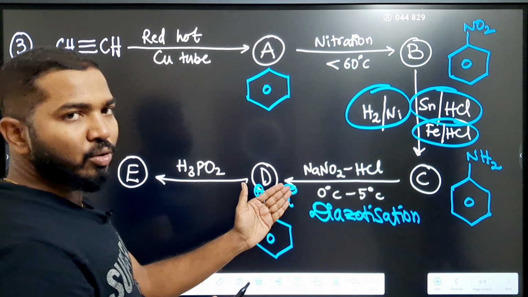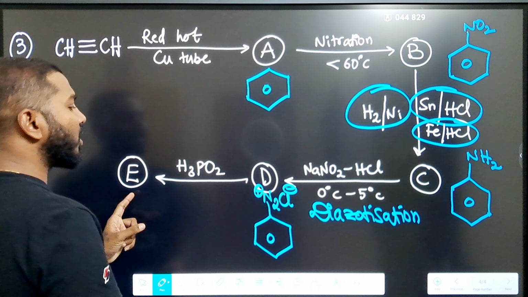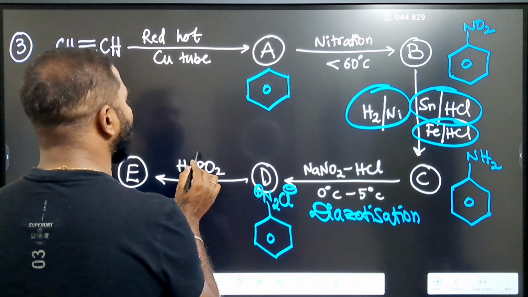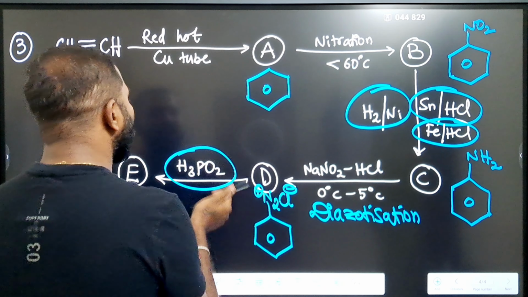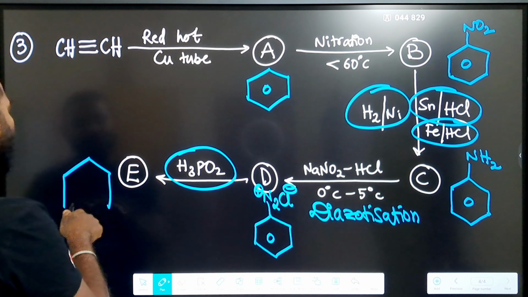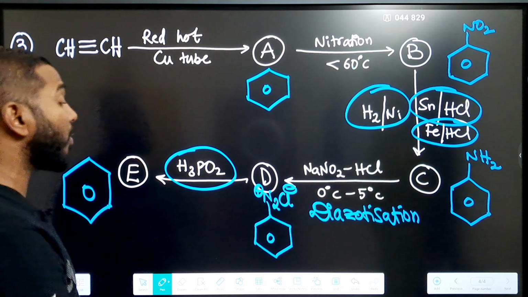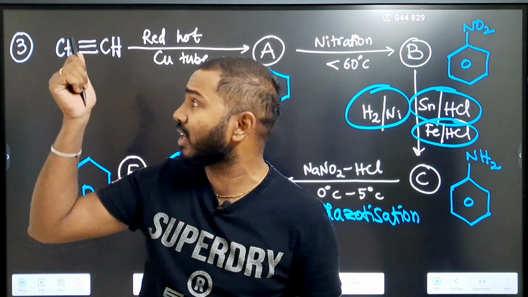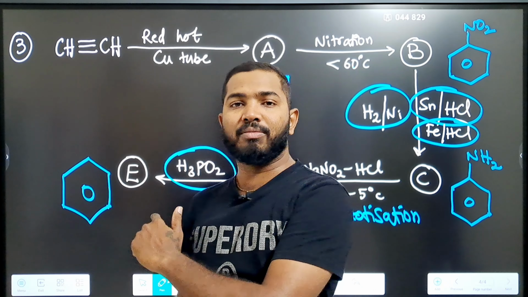So benzene diazonium chloride, and then this further reacts with H3PO2, hypophosphorous acid. So finally again we are going to get back our benzene. Very important, beautiful conversion. So we have started from benzene, we have ended up with benzene.